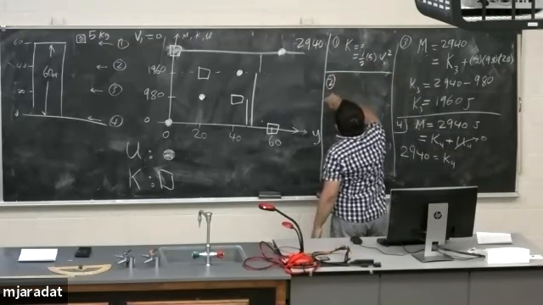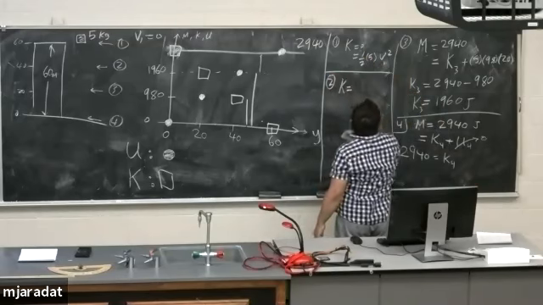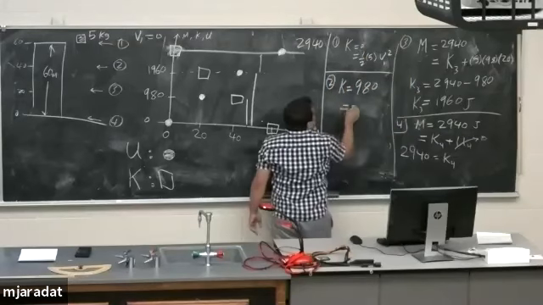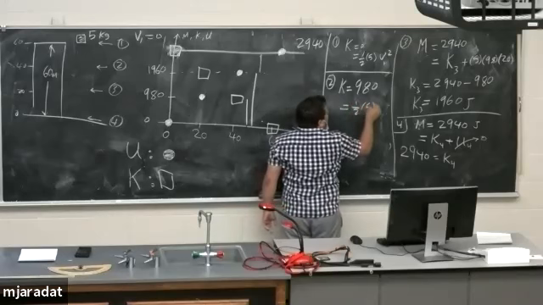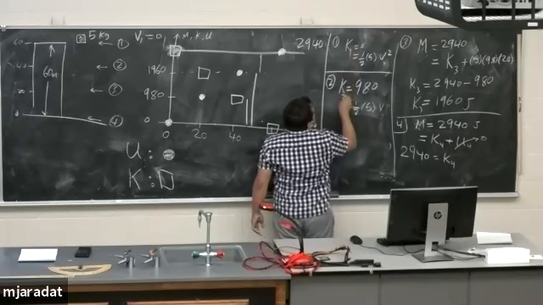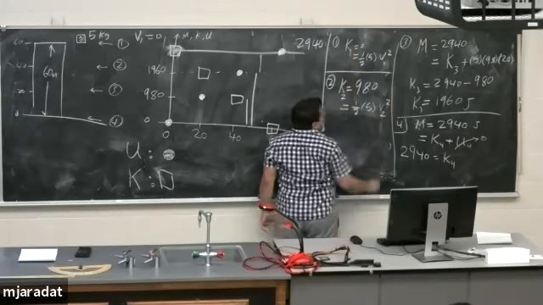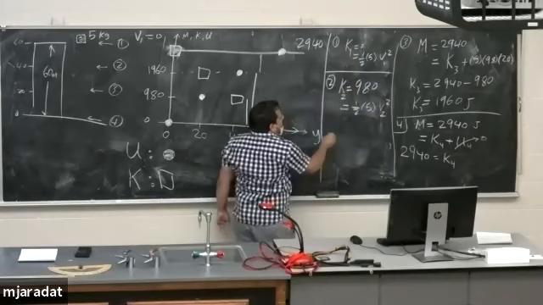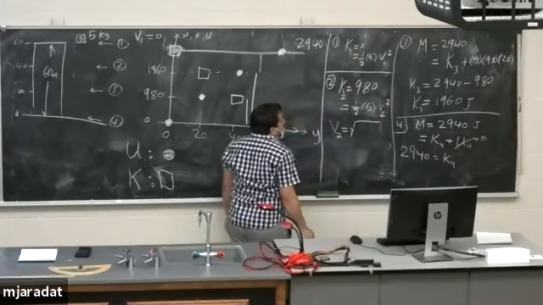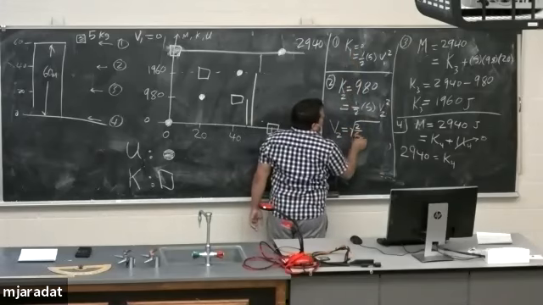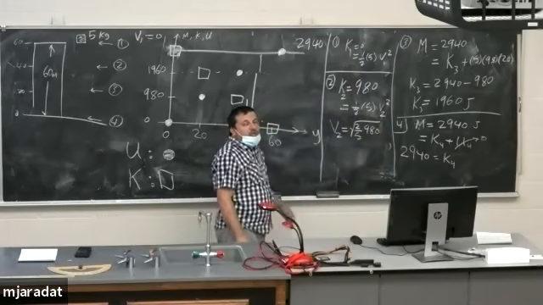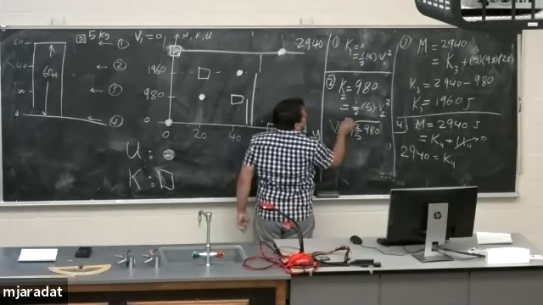What about point 2? Kinetic energy is equal to 980, and it is equal to 1/2 multiplied by 5 V2 squared. This is at point 1, this is at point 2. So V2 will be equal to the square root of 2 over 5 multiplied by 980. You will find two values, plus and minus.